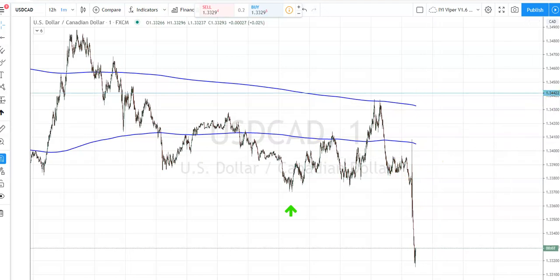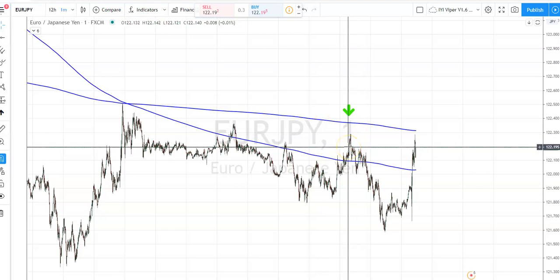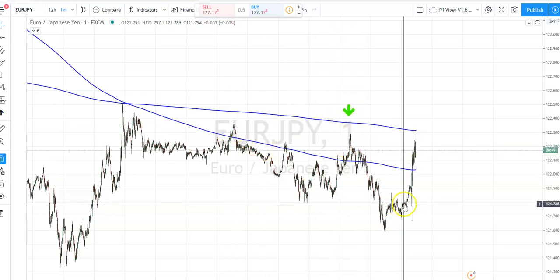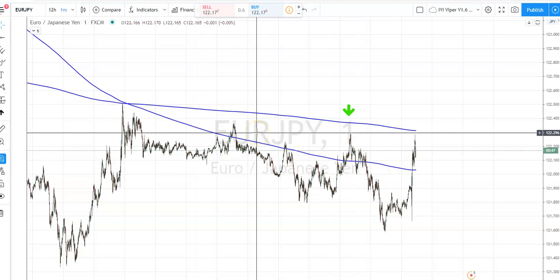And we are then going to switch over to the euro Japanese yen. And I think it's pretty obvious why I took this trade. Consolidation area down, same as the other euro pair really.